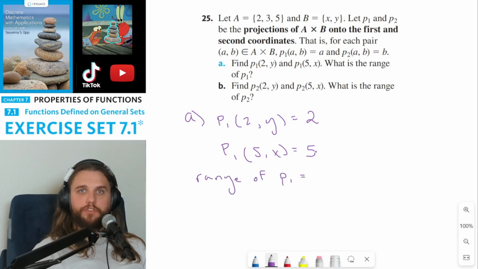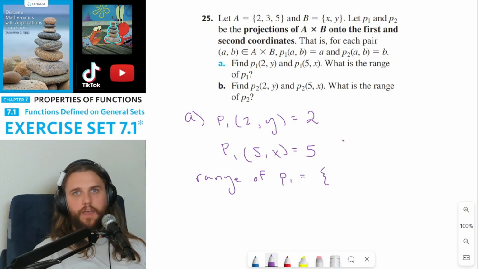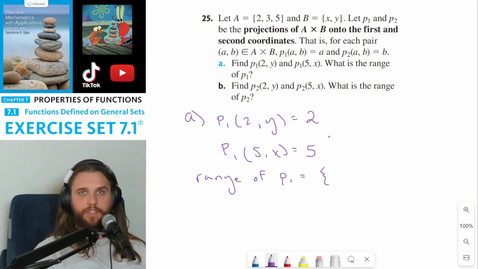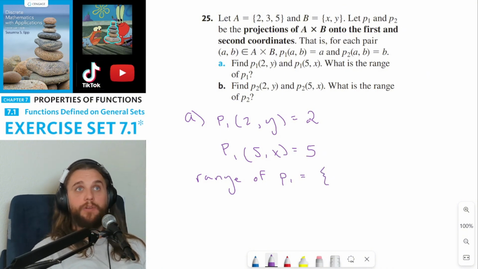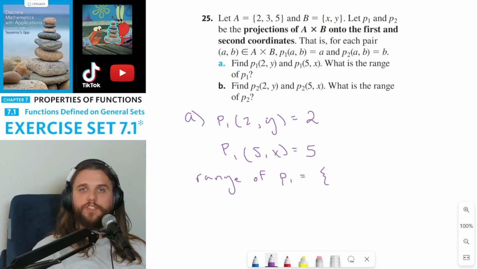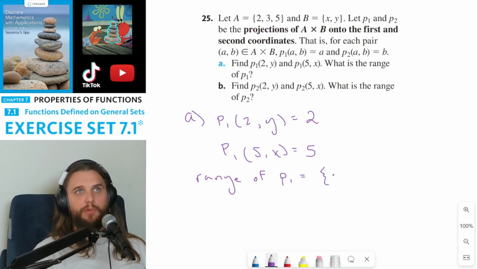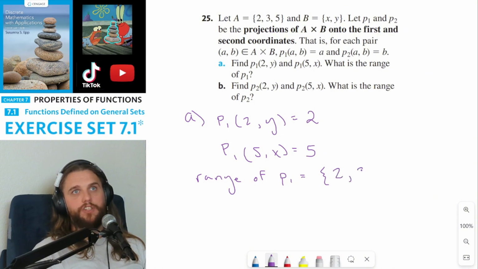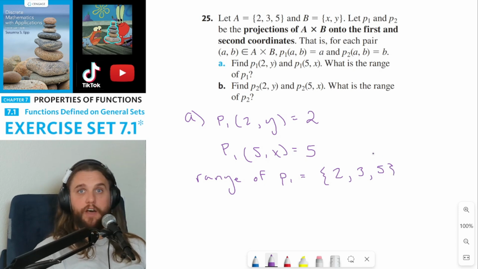Now, the range of P1 is a set, and it's the set of all outputs of this function. Now, the possible outputs of this function are only determined by the first coordinate. The second coordinate does not determine the output in any way. And so we have to think about what kind of elements can we get in the first coordinate? Well, those are elements specifically from just A. So the outputs of P1 correspond to the elements of A: 2, 3, and 5. Those are the only possible outputs of P1.